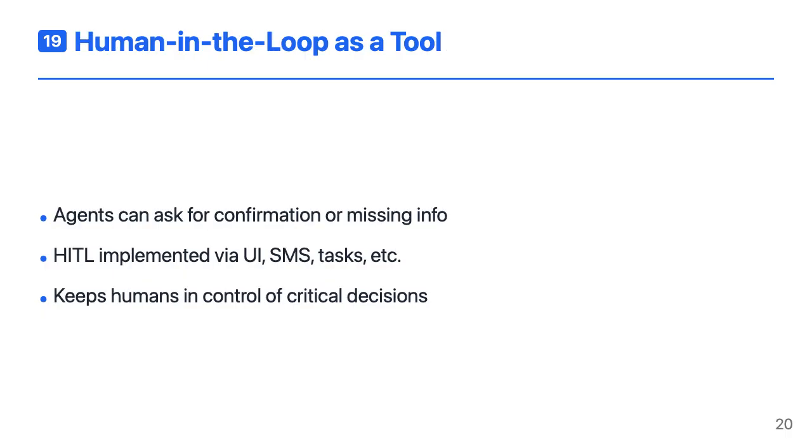Not every decision should be fully automated. Human-in-the-loop tools let agents pause and ask for help. For example, before issuing a refund above a certain amount, the agent might call an Ask For Confirmation tool that sends a message to a human approver, or it might request a missing date or document from the user. These interactions can be implemented through a web UI, SMS, or task queues. Treating humans as tools in the orchestration layer keeps people in control where it matters most, while still benefiting from automation.